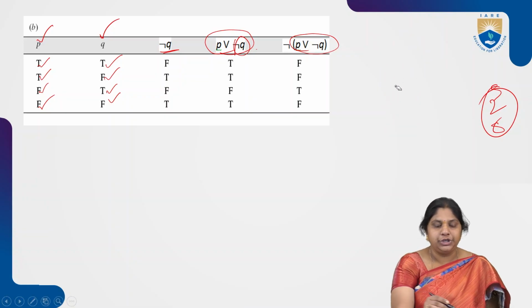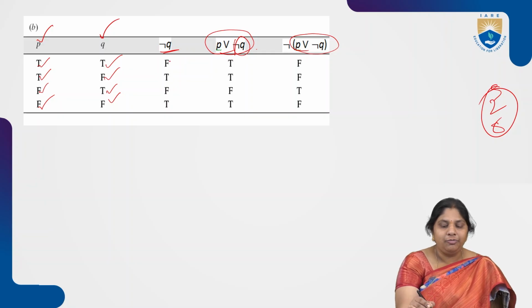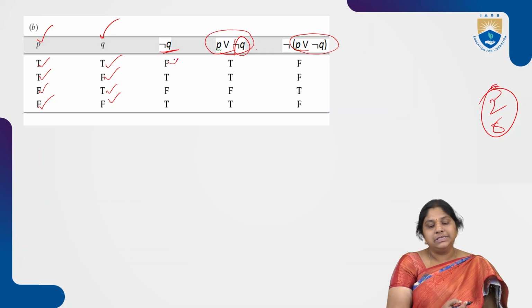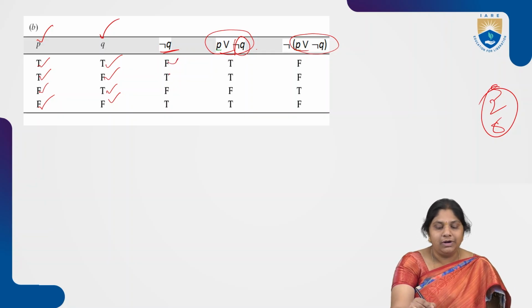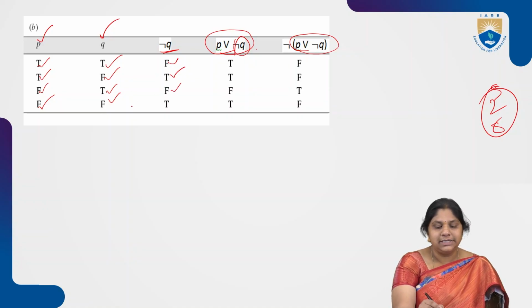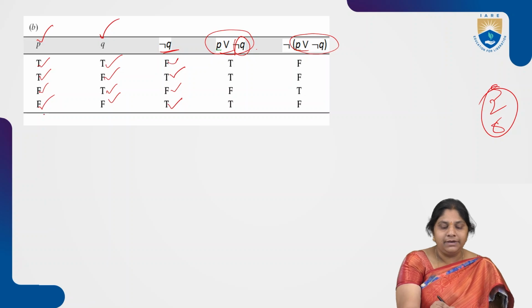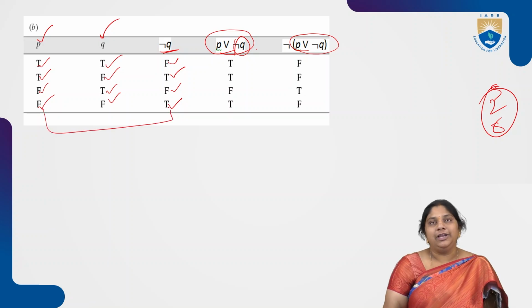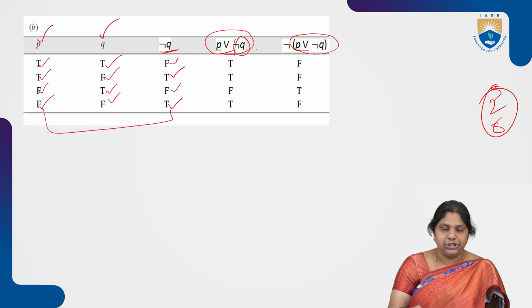Here we are going to see P or negation Q. This is P. Where Q is true, negation Q is false. Where Q is false, negation Q is true. Again, true means false, and false means true. Now we need to compare these two values for P or negation Q.